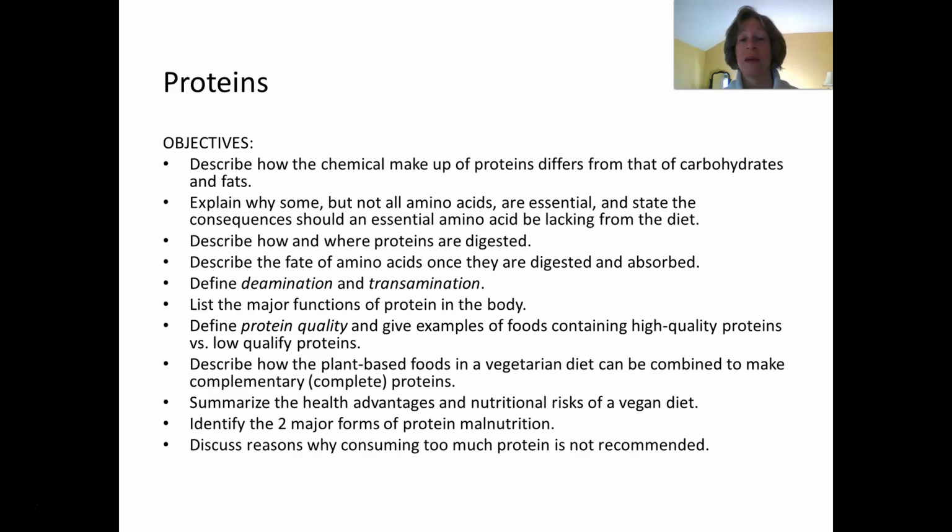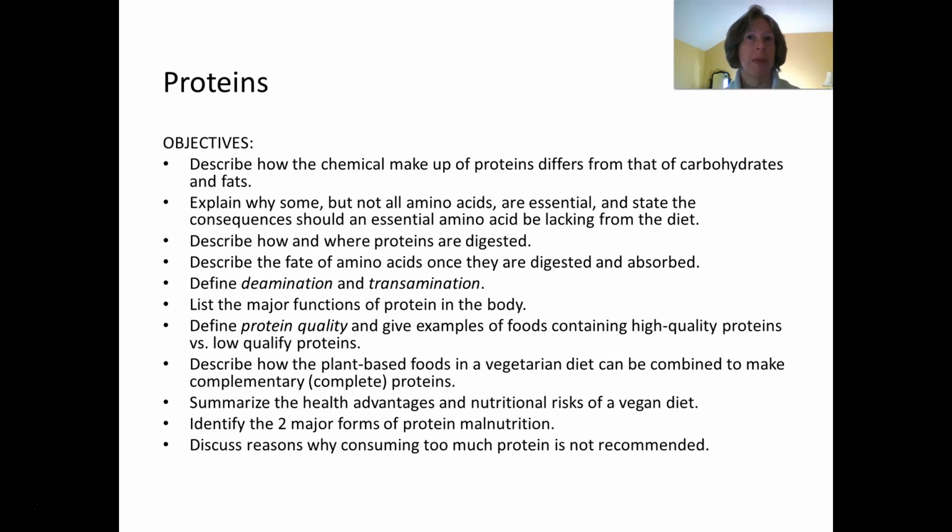So explain why some but not all amino acids are essential, and state the consequences should an essential amino acid be lacking from the diet. What is an essential nutrient? You should have a working definition of what an essential nutrient is in your head. And with regard to proteins, some of the amino acids are considered essential. That is, our body cannot make them, or cannot make them in sufficient quantities to meet our needs. Therefore, we need to get it from outside our body through our diet.